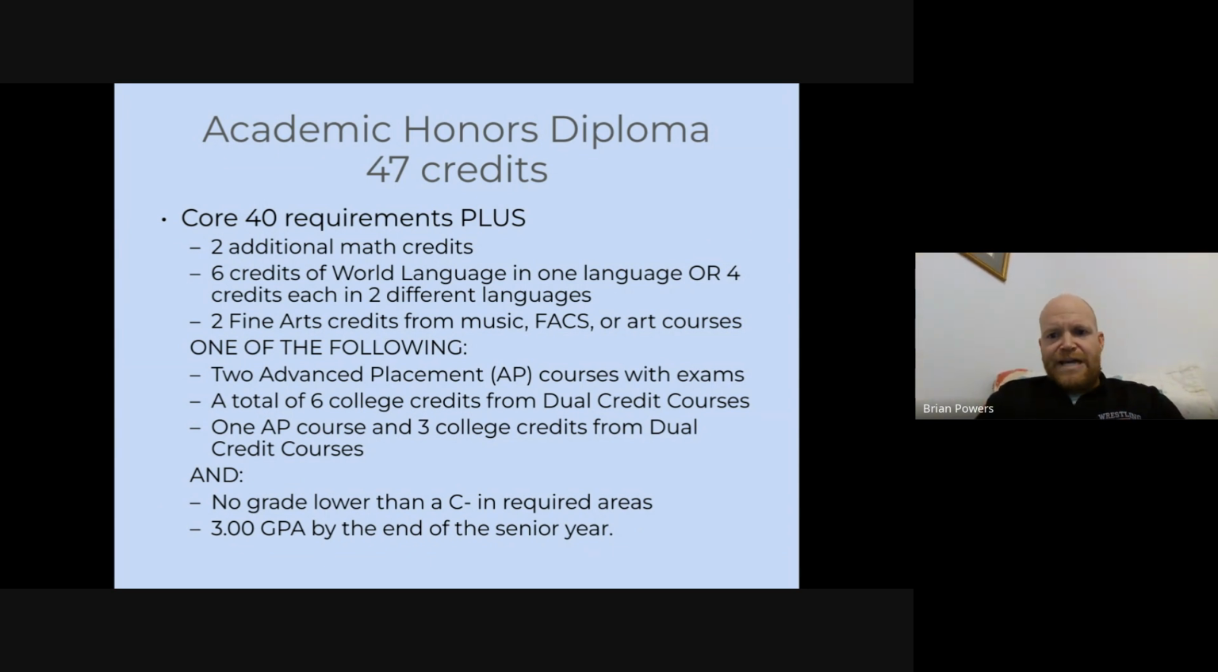So the first one is the academic honors diploma, and that requires 7 additional credits. The 40 is the Core 40. If you want the academic honors diploma, that would be 47 credits, so 7 more throughout the course of their high school career. It's the same Core 40 requirements, but then there are some additions to it.